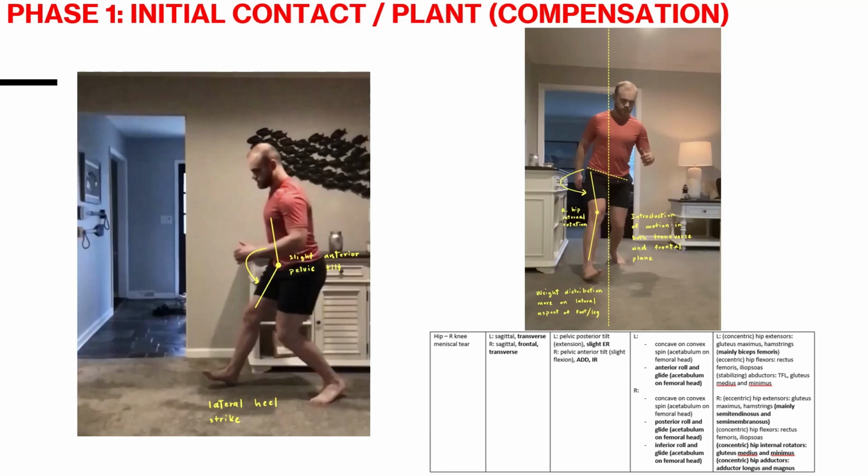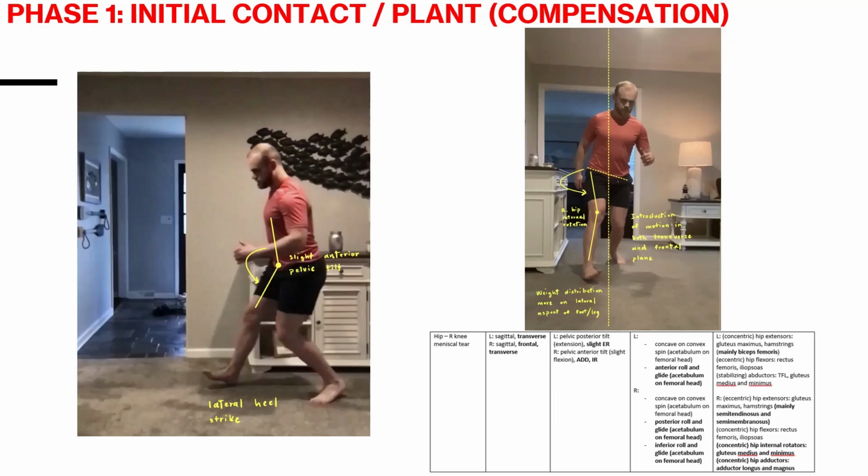We still have a concave on convex spin on the left, but now there is an anterior roll and glide happening. The right side now is drastically different as we have the addition of a posterior roll and glide and inferior roll and glide.